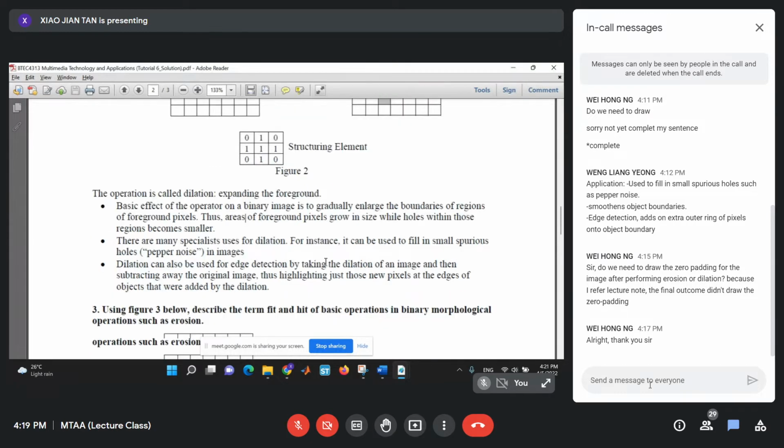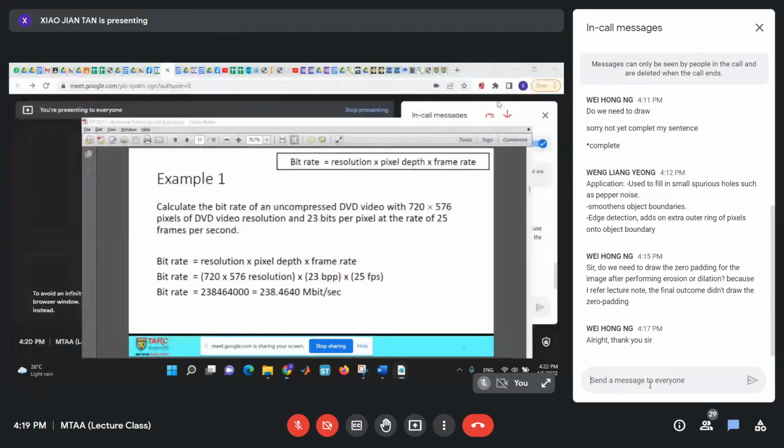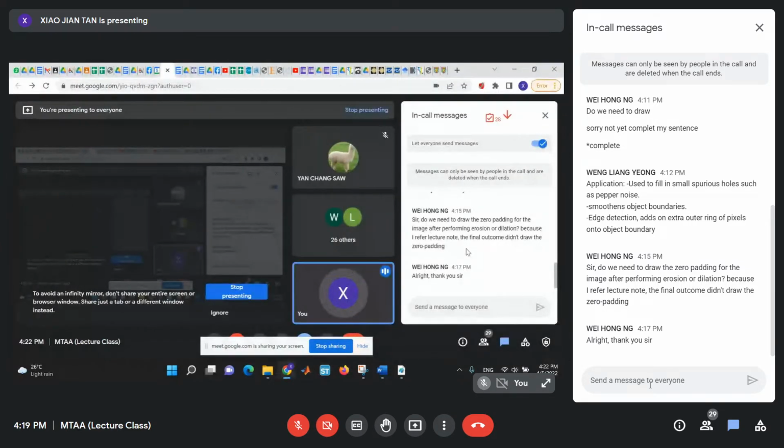There are many uses for dilation. For instance, it can be used to fill in small spurious holes, which is the pepper noise in an image. Dilation can also be used for edge detection, by taking the dilation of an image and then subtracting away the original image, thus highlighting just those new pixels at the edge of the object that were added by dilation. So this is the answer for question two.